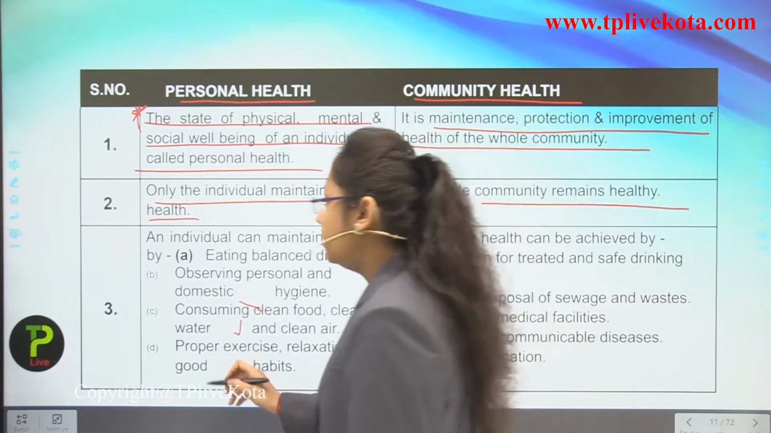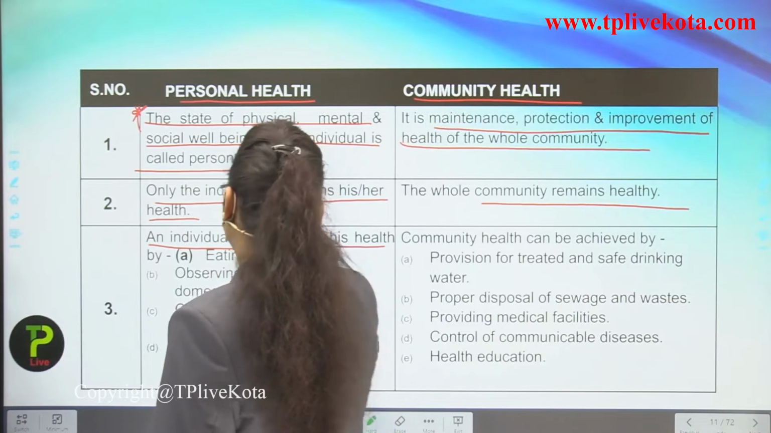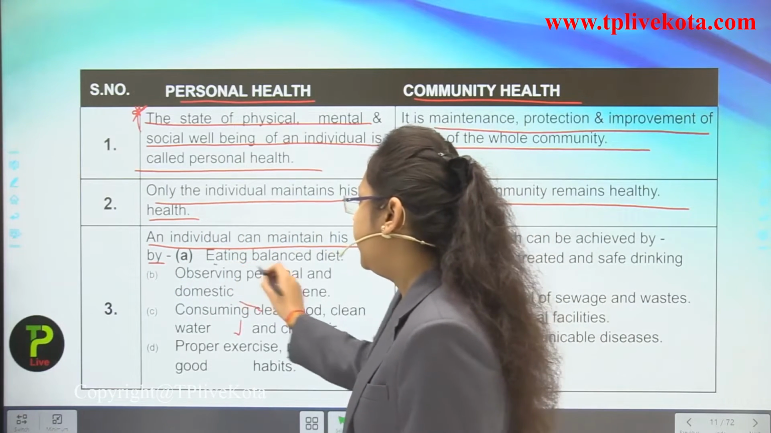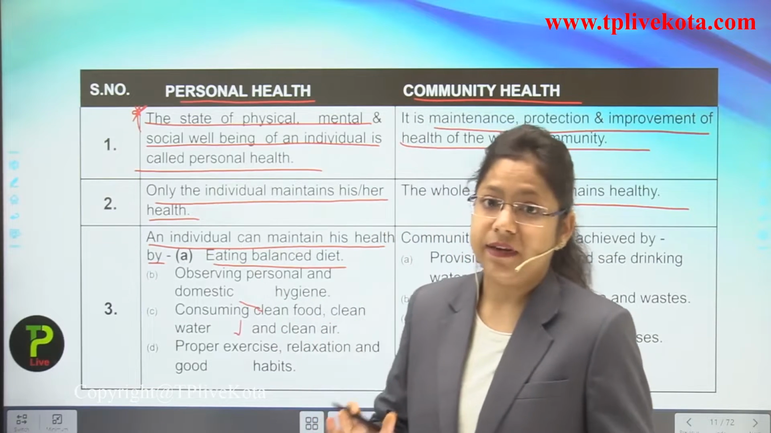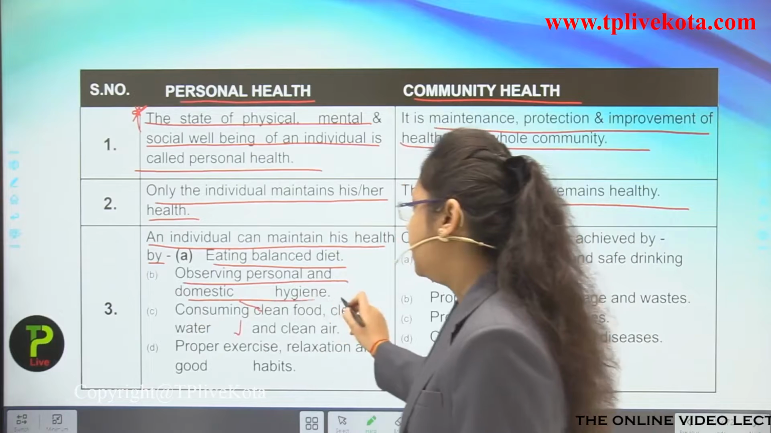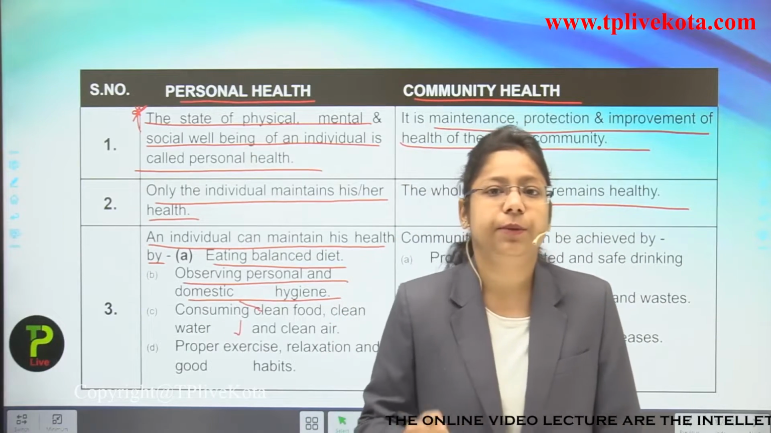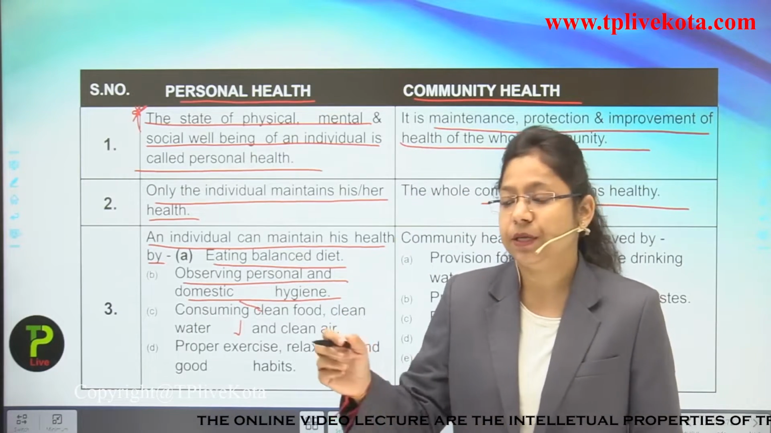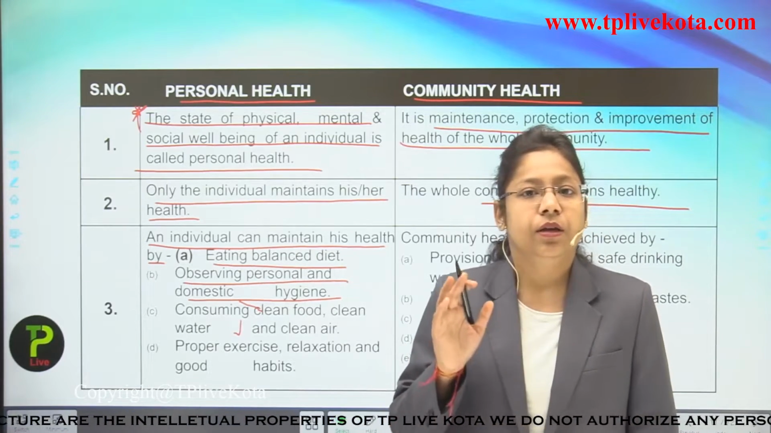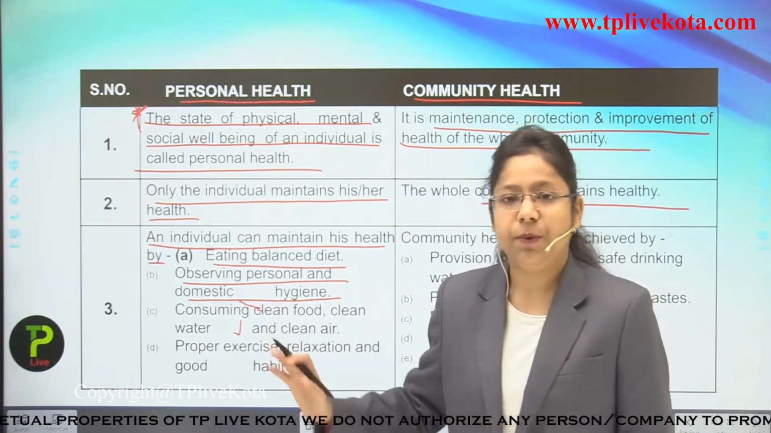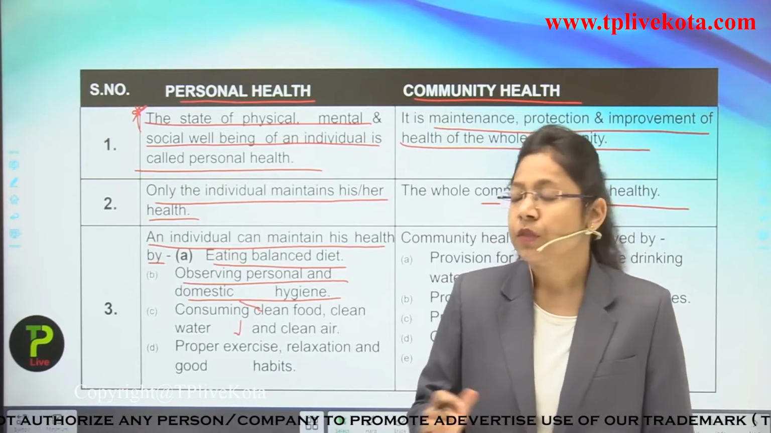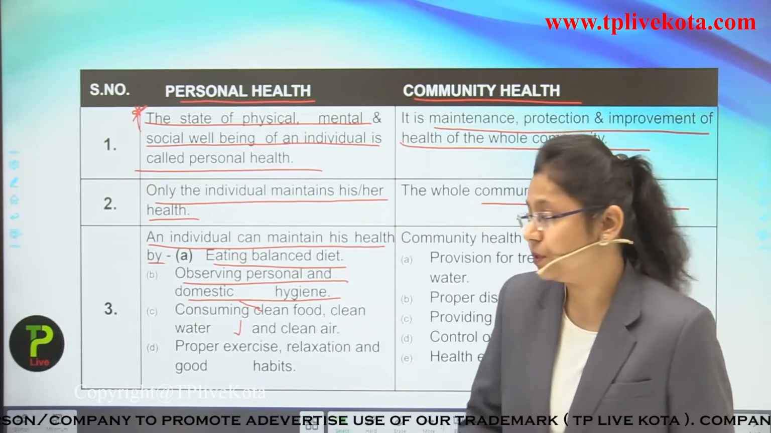Now next, third point: an individual can maintain his health by. Now how can they maintain their health? First point, eating a balanced diet. A balanced diet should be there. Next, observing personal and domestic hygiene. Personal and domestic hygiene means keeping their house very clean. They are bathing regularly. They are cleaning each and every part of the house properly. The sewage system should be proper. So this is only about personal health.